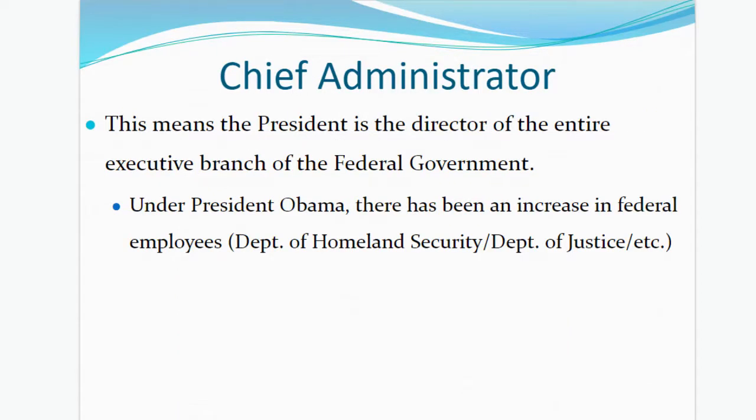They're also the chief administrator, which means the president is the director of the entire executive branch of the federal government. Under President Obama, there has been an increase in federal employees. We have the Department of Homeland Security, Department of Justice, etc. A lot of these branches are found off of what's happening, basically what exists and why it exists. For instance, the Department of Homeland Security, that was formed under President George W.